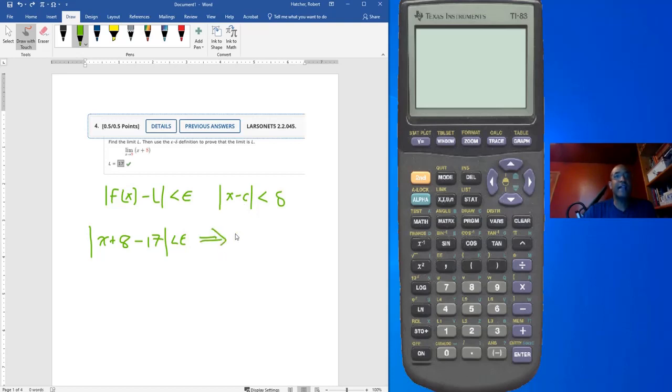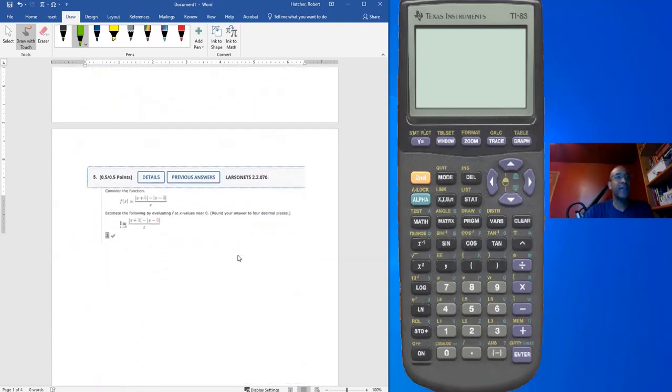We want this to imply that the absolute value of x minus 9 is less than delta, some small number. The way we do that is we just reduce this. You can see pretty easily that this translates to, in this case, 8 minus 17 is just negative 9. So this shows the relationship that we want to show. Basically, in this one short step, we've shown that if x is very, very close to 9, then the function has to be very, very close to 17, because these are really just the same statement. So that's the work you'd want to show on a test for that one.